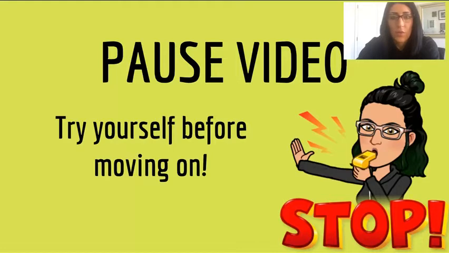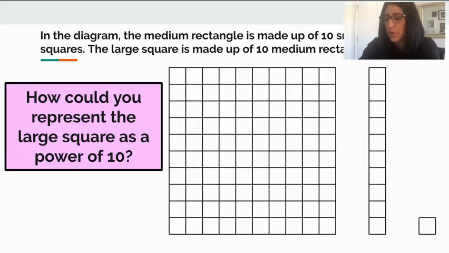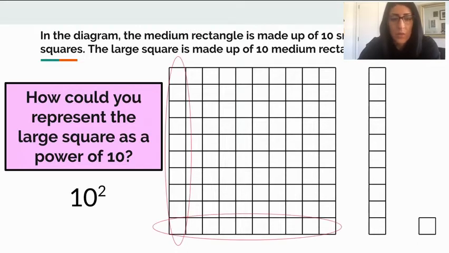Okay, so if you are back from giving this a try, we're going to go through each of these questions and break this down. So how could you represent the large square as a power of 10? Let's think about some of the things we know already. We know we have this small square, the rectangle is made up of 10 of those, and we essentially know that there's 100 small squares in that big square. So we could think about this as 10 squared, and that's coming from the 10 by 10. It's 10 of them from the rectangle, and then 10 of those.